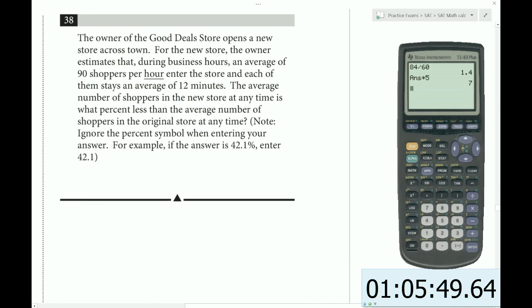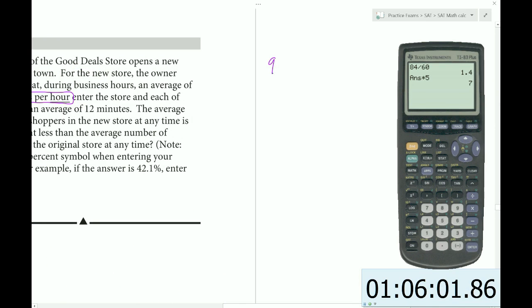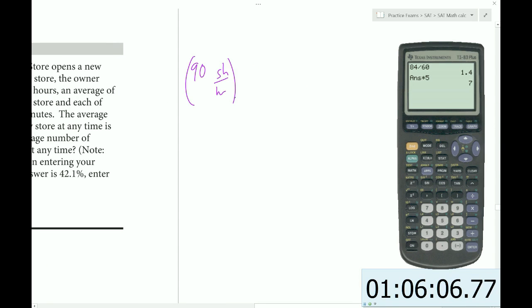The owner of the Good Deal store opens a new store across town. For the new store, the owner estimates that during shopping hours, an average of 90 shoppers per hour enter the store. So again, we're going to need to convert. Let's start this problem by converting that right away. Shoppers per hour, just like we did for the last problem. We would multiply by the conversion factor. We would need 1 hour here, 60 minutes here, so that the hours will cancel out. So 90 over 60 is how many shoppers per minute.